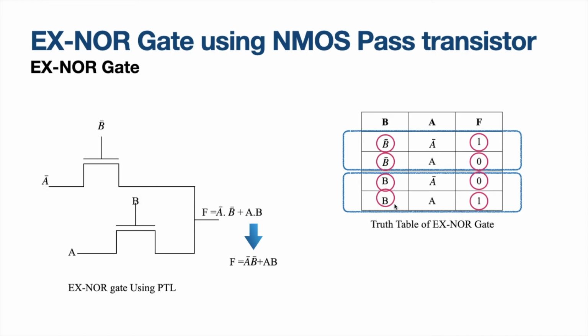For the next set of combinations, both are B. Look into the output. If it is A bar, it should be 0. Yes, correct. If it is A, it should be 1. Yes, it is correct. Therefore, whenever the control signal B appears, whatever is in A is transferred to F. Therefore, the control signal is B and the input is A. So, when we write the expression together, it is A bar into B bar plus A into B. So, A bar B bar plus A B, which is the expression of an XNOR gate.